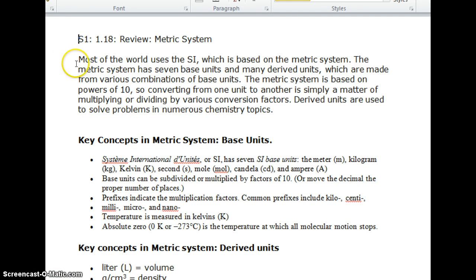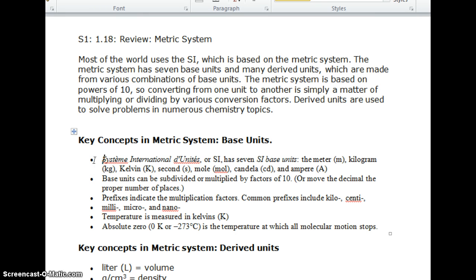So review metric system. Most of the world uses the SI, which is based on the metric system. The metric system has 7 base units and many derived units, which are made from various combinations of base units. The metric system is based on powers of 10, so converting from one unit to another is simply a matter of multiplying or dividing by various conversion factors, or of course, moving the decimal to the left or the right, which is the same as multiplying or dividing by factors of 10. That's why we can do it. Derived units are used to solve problems in numerous chemistry topics.